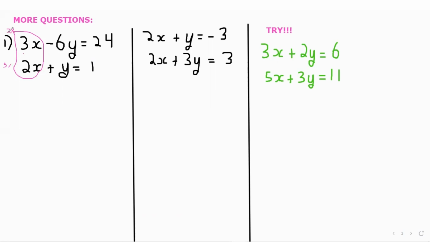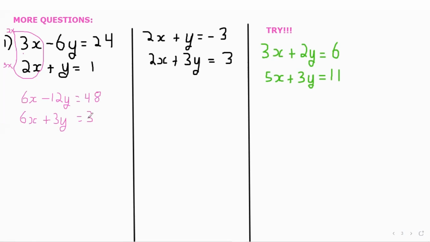So 2 by 3 is 6. Remember, you multiply the number by everything in the equation. And 2 by negative 6 is negative 12. And 2 by 24 is 48. Second equation, 3 by 2 is 6. 3 by y is 3y. And 3 by 1 is 3.